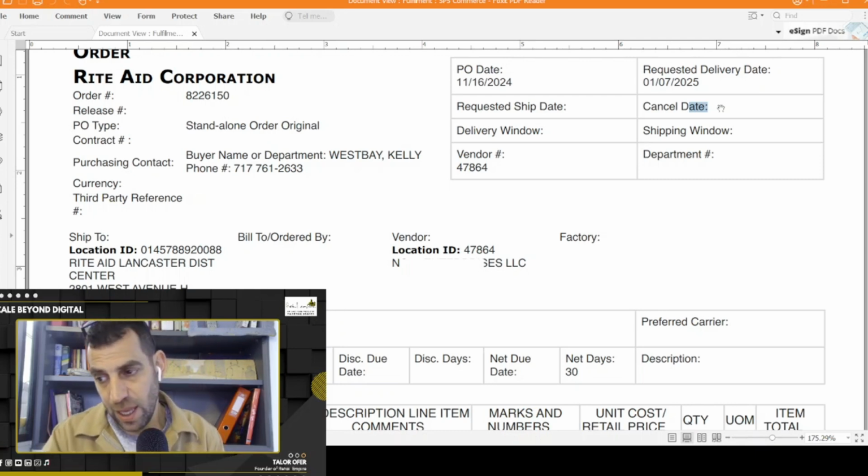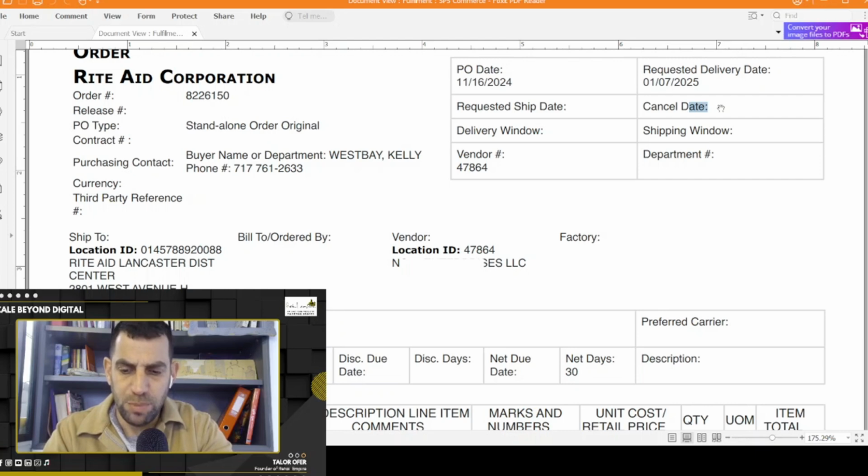Let me mute my phone so we don't have any interruptions today. Let's say they want to ship it 3 days after the delivery date because of whatever reason. In that case, they're going to need to look at the cancel date. And if the cancel date is, let's say, January 14, they can still ship it until the 14th.